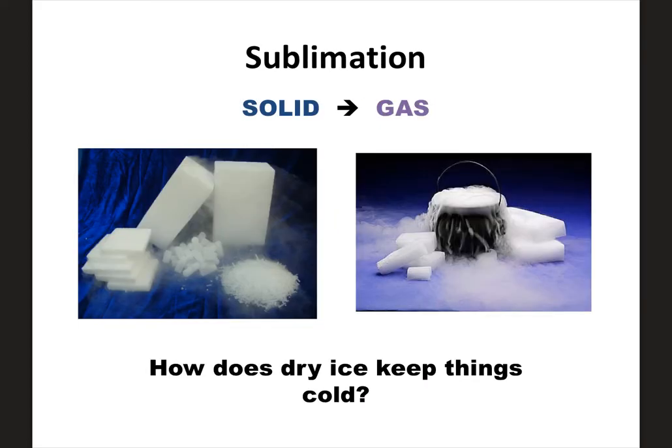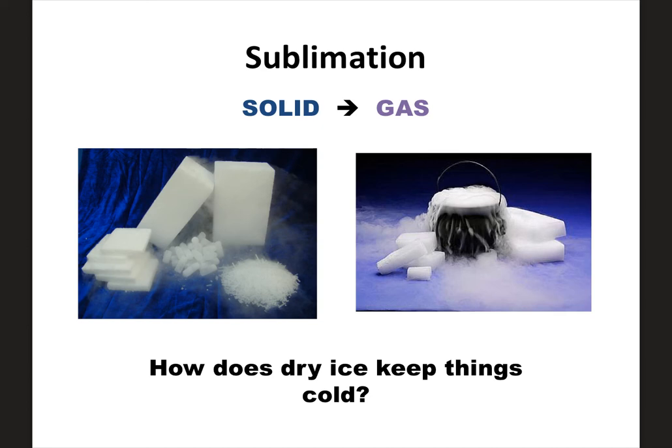People aren't as familiar with sublimation. This is when you have a solid going directly to a gas. Some substances are able to do this at room temperature, where they can just bypass the liquid phase completely and go directly from solid to gas. So dry ice is a great example of this. Dry ice is solid carbon dioxide that will go directly to gaseous carbon dioxide. So it's still carbon dioxide, it just goes from the solid form directly to the gas form.